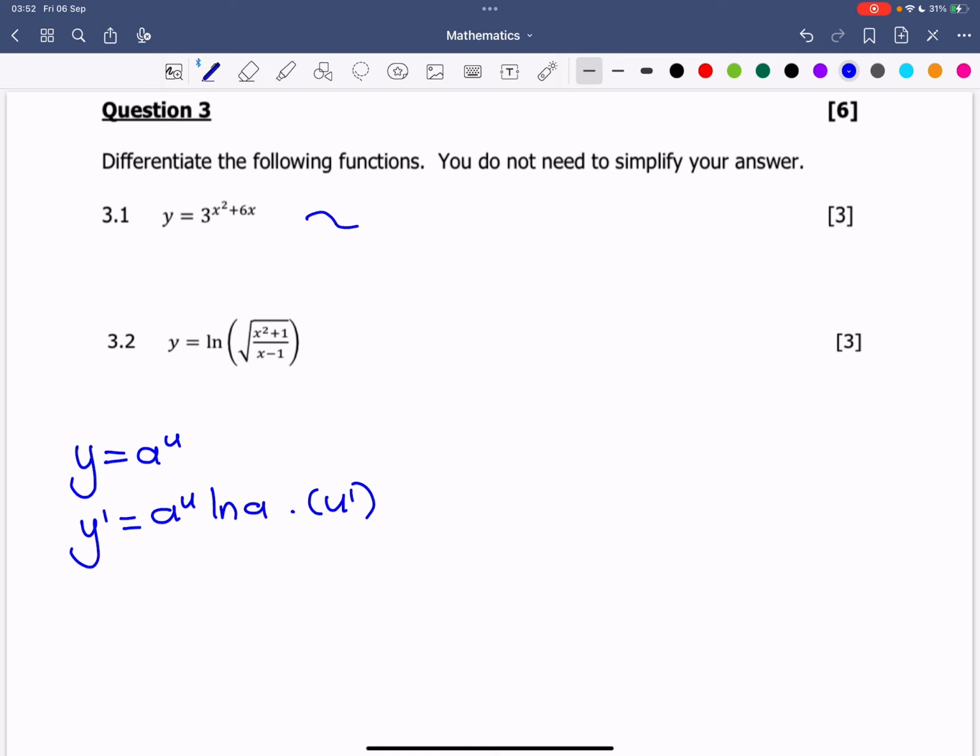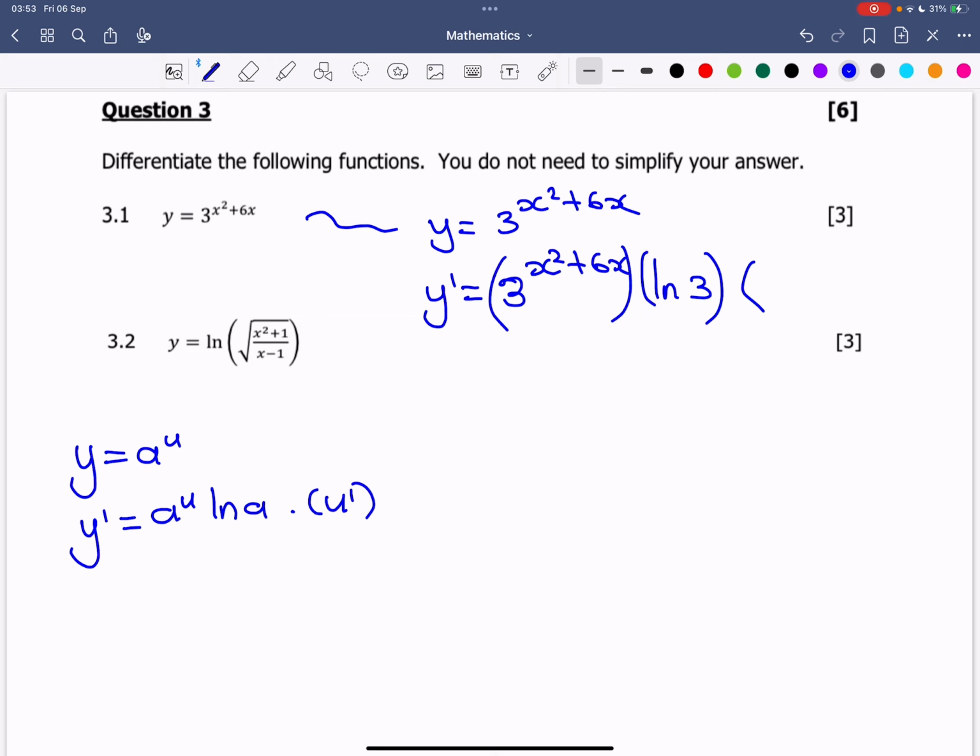So in this case, you have y equals 3 to the power x squared plus 6x, and y prime of this is equal to 3 to the power x squared plus 6x, and then ln of 3. And then multiply by the derivative of the inside. Maybe we can put everything in brackets just to separate it. The derivative of x squared plus 6x is 2x plus 6. So that's the answer to the first question.